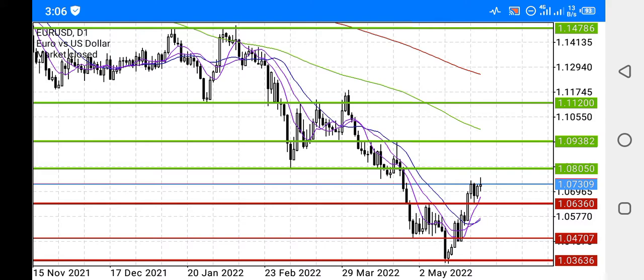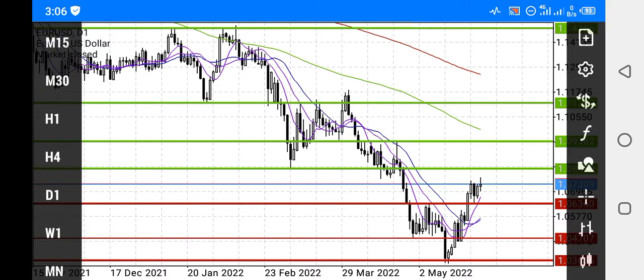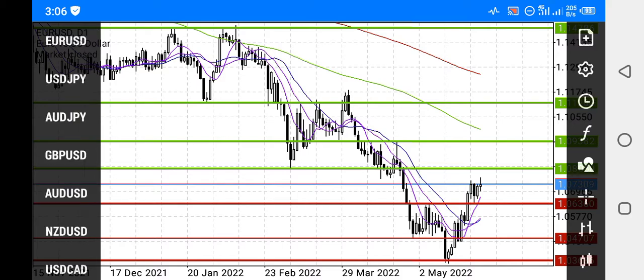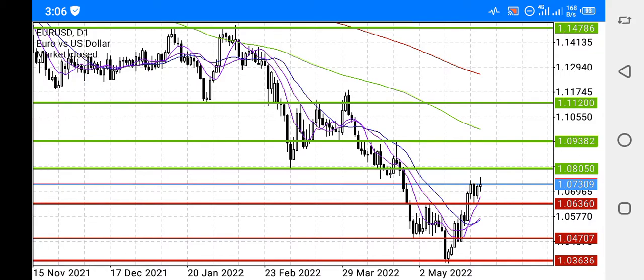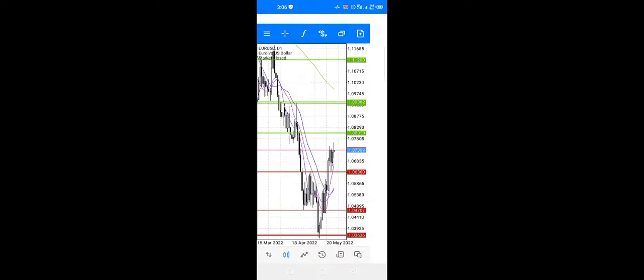I'm going to analyze the major currency pairs in the Forex market ahead of next week. I'm going to give you guys the setups, what you should expect, and how you should trade for next week. So, as you can see, I'll be looking at EURUSD, USDJPY. Hold on a sec, let me make it more clear for you guys.